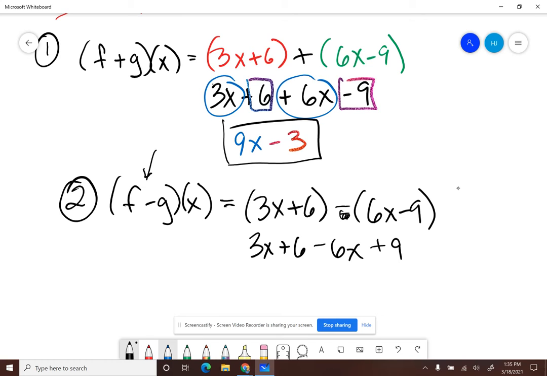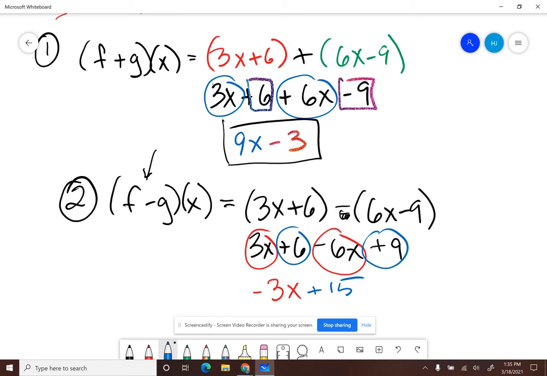So now, again, I'm going to do the same process again. I'm going to collect my like terms. So 3x minus 6x is going to be negative 3x. And now positive 6 and positive 9 is going to be positive 15. So again, this would be my answer of f minus g of x. This would be my final answer for that one.